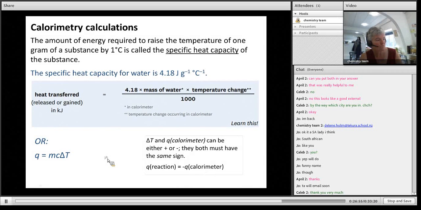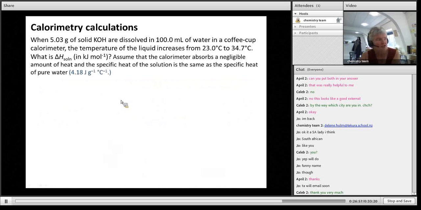Okay. Right, so here's an example. I've taken potassium hydroxide and I've dissolved it in water, and so on and so forth. There's a whole lot of information there. What are you going to do? The best thing is to highlight or underline something to get all those figures out.